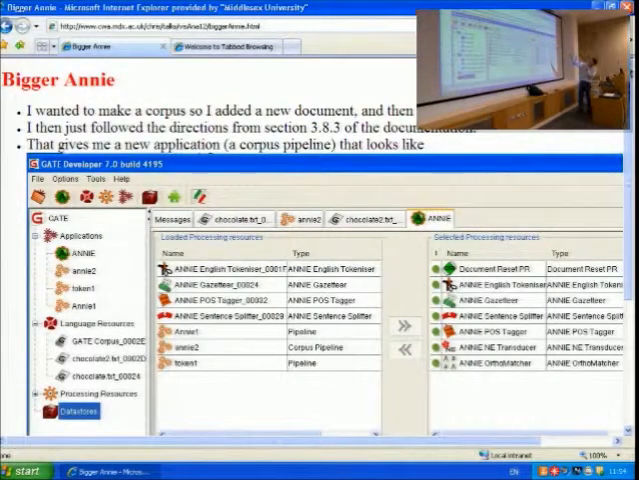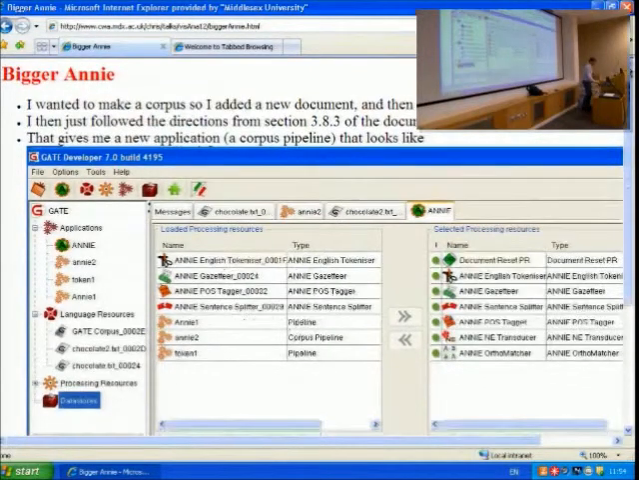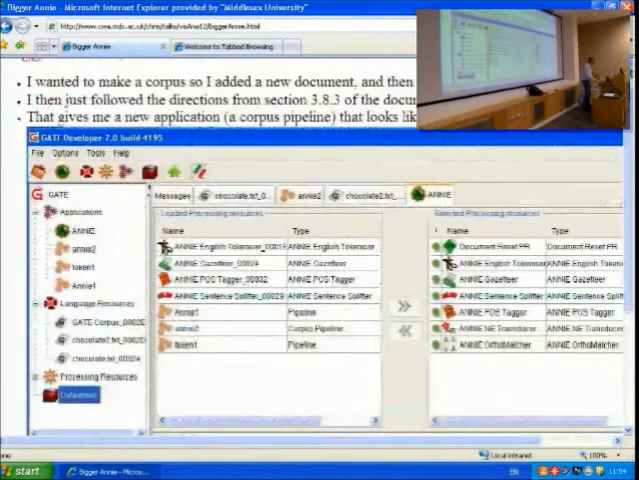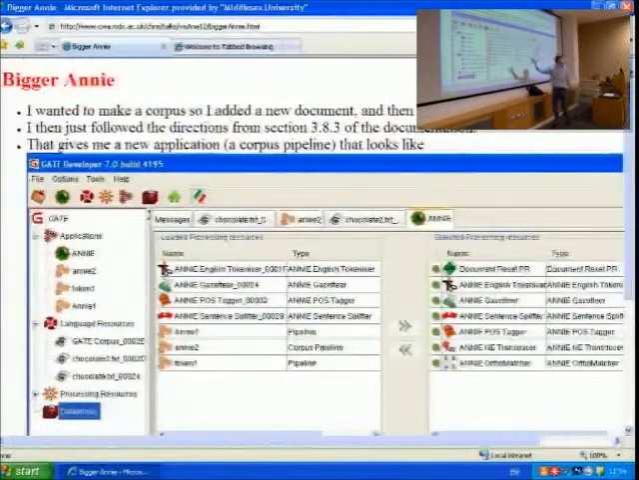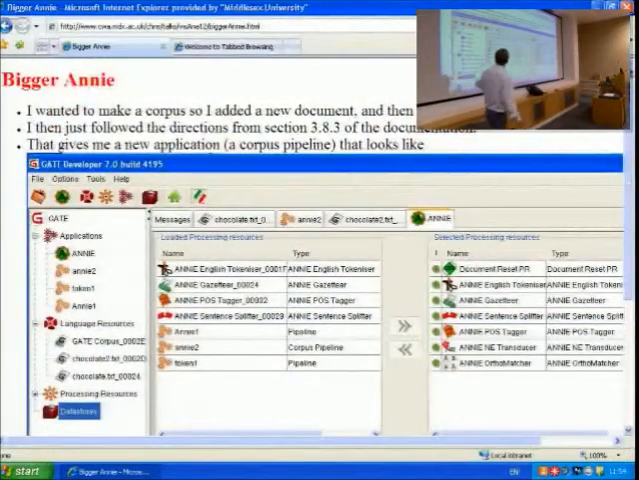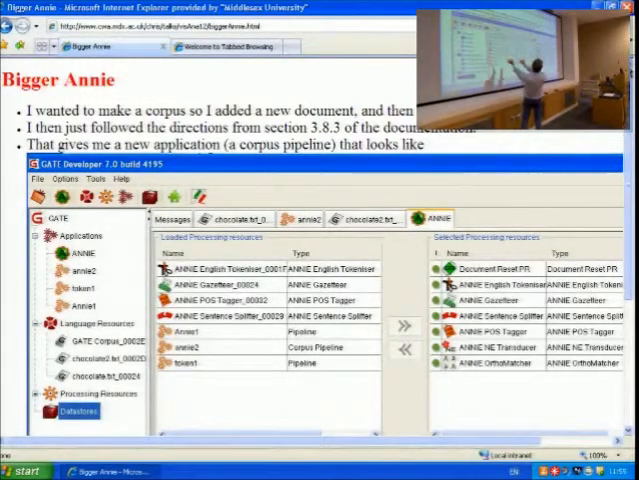Okay, so that gives me a new application that looks like this. I then just followed the directions from section 3.8.3 of the documentation. Did I say what I did down here? I didn't. So what I did was I went and got ANNIE. It was their default system. So you just say load ANNIE. It's one of the options, and you get this pipeline. Loaded processing resources, these.